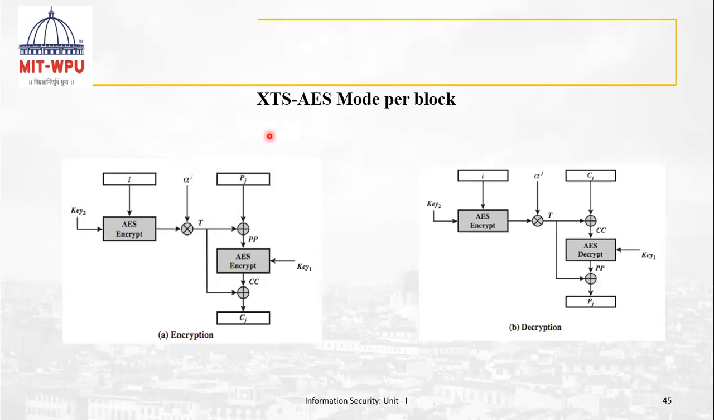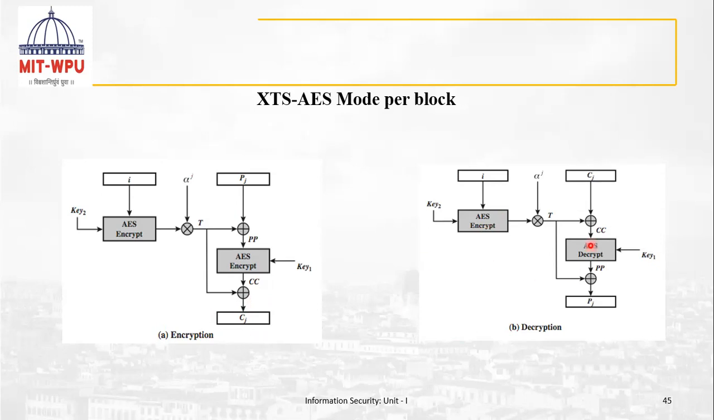But in XTS AES mode, to make this mode very secure, after a couple of XOR operations, we are encrypting the complete plain text using another key. That is very important. We are using two different keys for this encryption, because we are doing encryption twice, so that's why two keys are used here, to create a ciphertext. So this is one example of encryption.